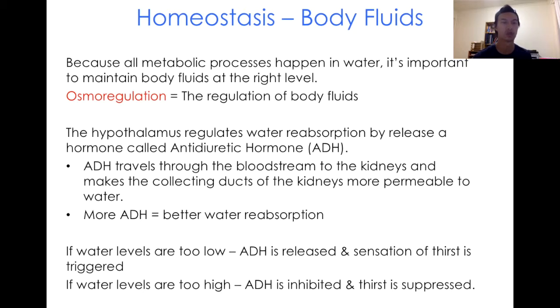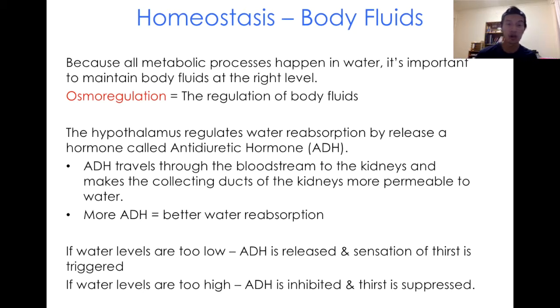The water reabsorption is controlled by a particular hormone called ADH. ADH stands for anti-diuretic hormone. ADH travels through the bloodstream to the kidneys, and it makes the collecting ducts of the kidneys more permeable to water. What does that mean? If you did the excretory system in chapter 4, it means your body reabsorbs more water from the liquids that you drink, your water intake. If you have more ADH, your body reabsorbs more water. If you have less ADH, then less water is reabsorbed and it gets released, okay?